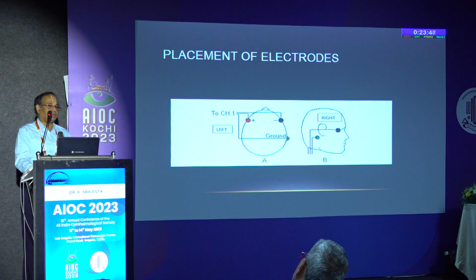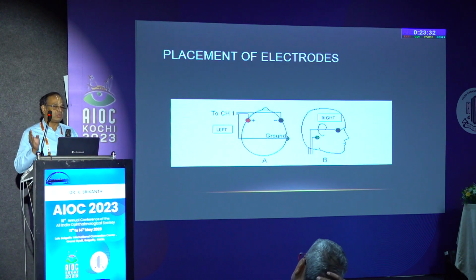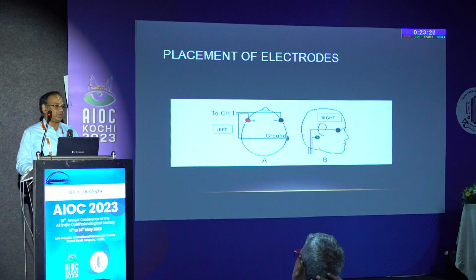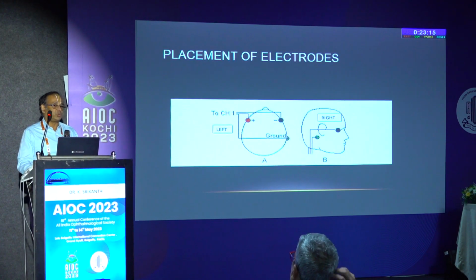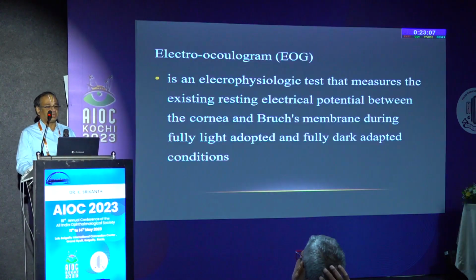So when the eye is moving towards the outer side, it becomes positive on that side and negative on the other side. For example, he is moving the eyes towards the left. So the electrode on the right will show negative potential, and that on the left, towards which the eye is moving, will show a positive potential. So this basic difference we are recording and saying whether the ratio is normal or abnormal. So basically this again detects the mass response only.